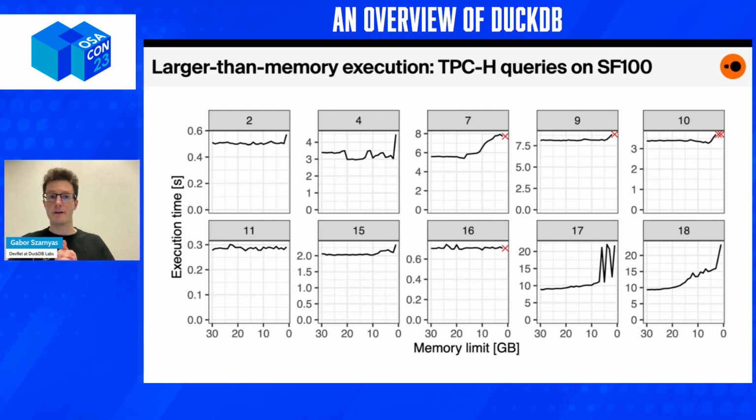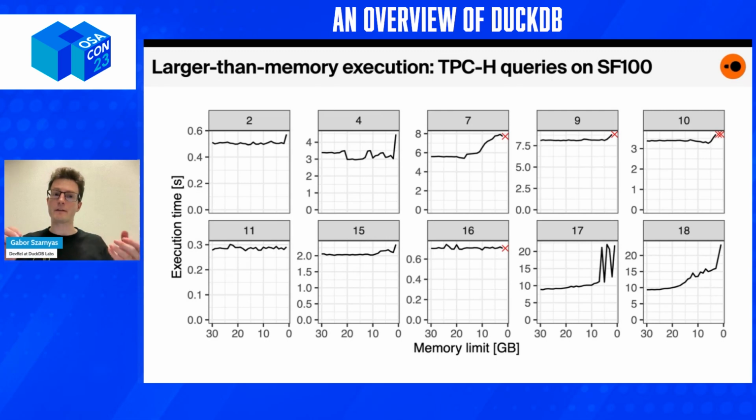DuckDB also has very nice support for larger than memory execution, also known as out-of-core execution. Here we have a couple of plots with the popular TPCH benchmark. And these plots are not that easy to read, so I will walk you through them. On the x-axis, we have the memory limit. So it's the decreasing memory limit from 30 gigabytes to 0 gigabyte. And on the y-axis, we have the execution time.